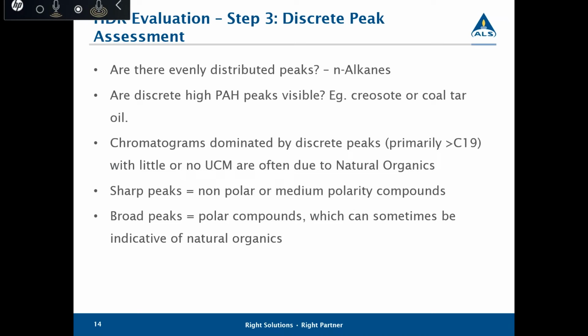We cannot really say if the PAHs are present just by looking at the flame ionization chromatogram, the FID analysis. Alkylated PAHs are commonly found in fuel oils, but they are not easily visible in the chromatogram, so sometimes they are not that visible. Sharp peaks are usually the non-polar or medium polarity compounds. Broad peaks would usually be more polar compounds, which can sometimes also be indicative of natural organics.